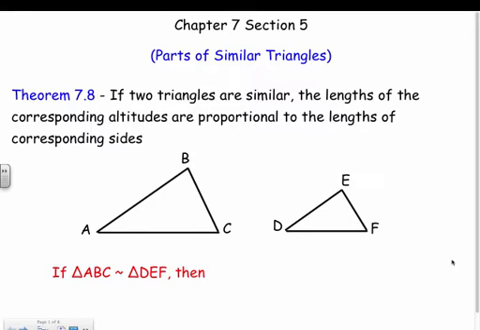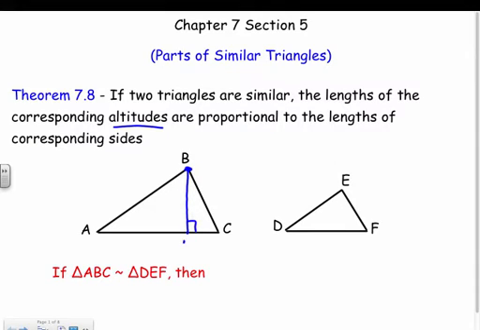If two triangles are similar, the lengths of the corresponding altitudes are proportional to the lengths of corresponding sides. So basically, not only are the sides proportional, but the altitudes are proportional to the sides as well. Well, what's an altitude again? We've got to think back to the chapter when we talked about orthocenters, circumcenters, incenter, and so forth. An altitude is from vertex to opposite perpendicular. So for example, if I look at B, the opposite perpendicular would be straight down here. So there would be an altitude.